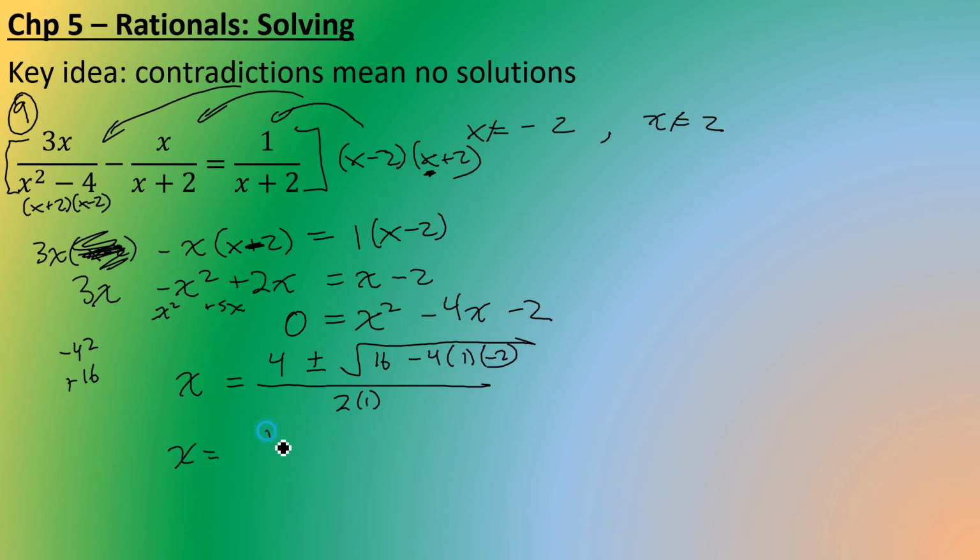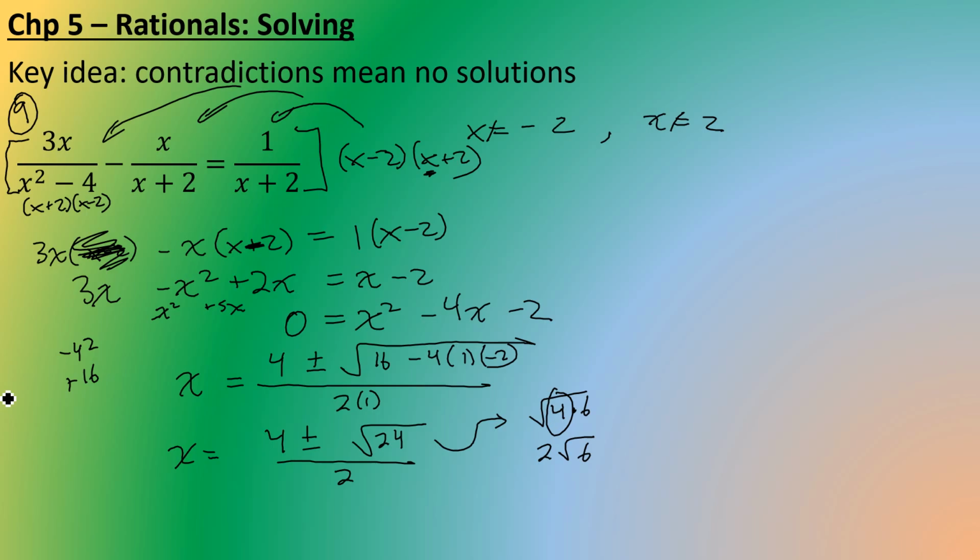So x equals 4 plus or minus, and then this is plus 8, so this would be root 24. Now remember to simplify root 24. We will eventually be doing a chapter on this, but the biggest perfect square that divides 24 is 4. The square root of 4 is 2. So we get 2 root 6.